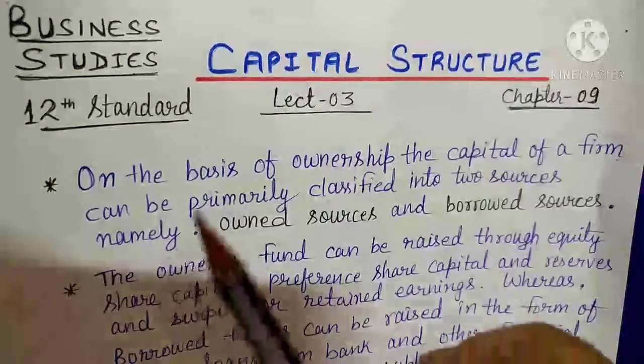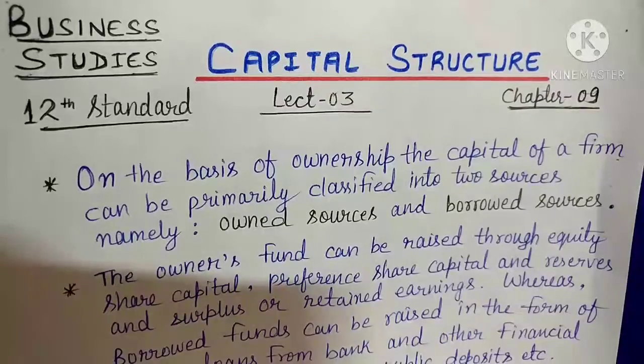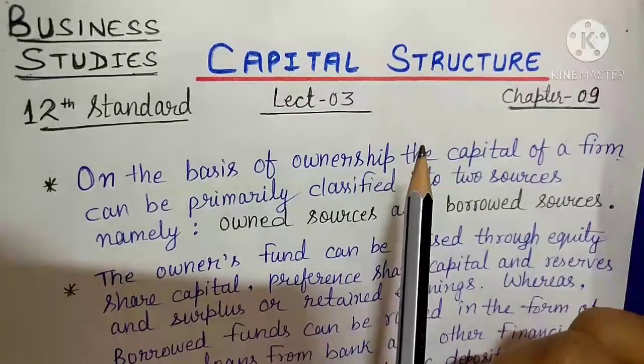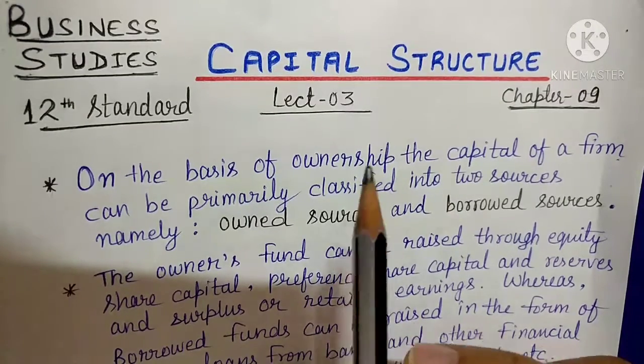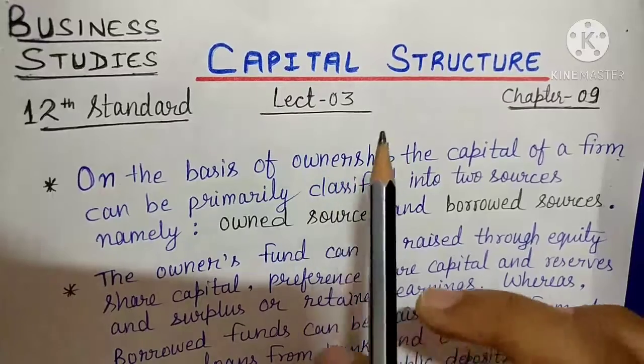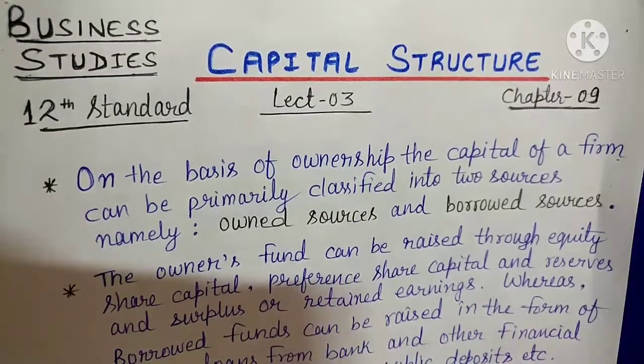So, students, today our topic is capital structure. This is lecture number 3 of chapter number 9. Okay, now the name is capital structure, so the word is structure. You have seen the structure of your room, which we can define in terms of length, breadth and height. In the same way, if we have to define the structure of a business, we can define its capital structure in the proportion of debt and equity.